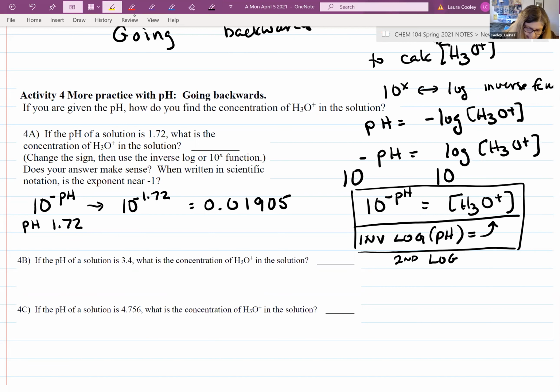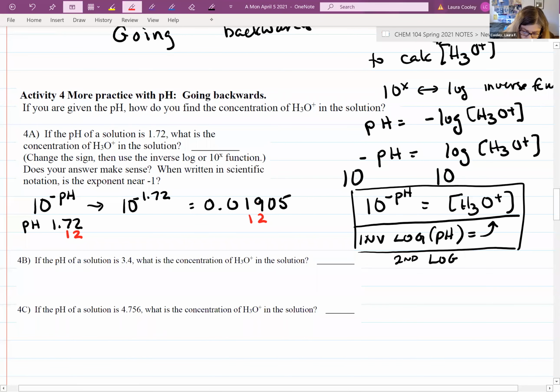So that means I keep 2 sig figs in the number. The number of sig figs after the decimal point in the log is the same as the number of sig figs in the number. So I have to cut off my sig figs right there. I only have 2 sig figs. So it's going to be 1.9 times 10 to the negative 2 as the concentration of the H3O plus ion in a solution with a pH of 1.72.